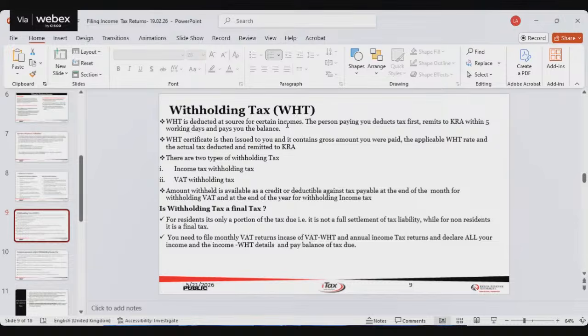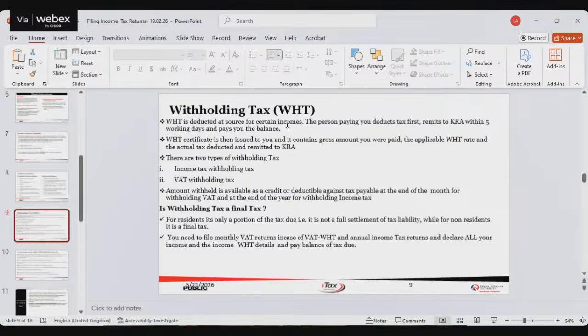So long as you engage a professional to do some certain work for you, then you are supposed to withhold the applicable rate. I'm very clear on the applicable rate because the rates differ. So the minimum rate will be 3%, and this will always relate to contractual, and the maximum will be 20%, which will relate to non-resident.